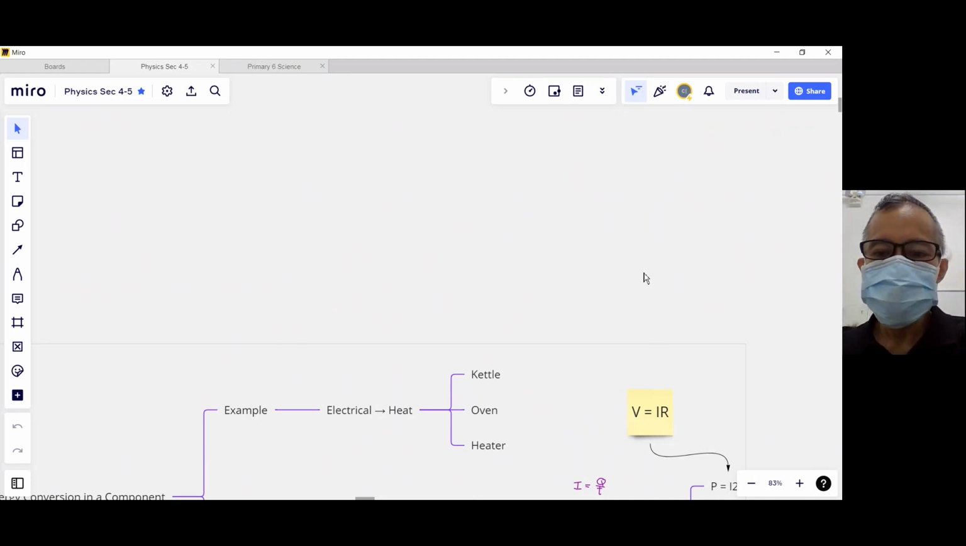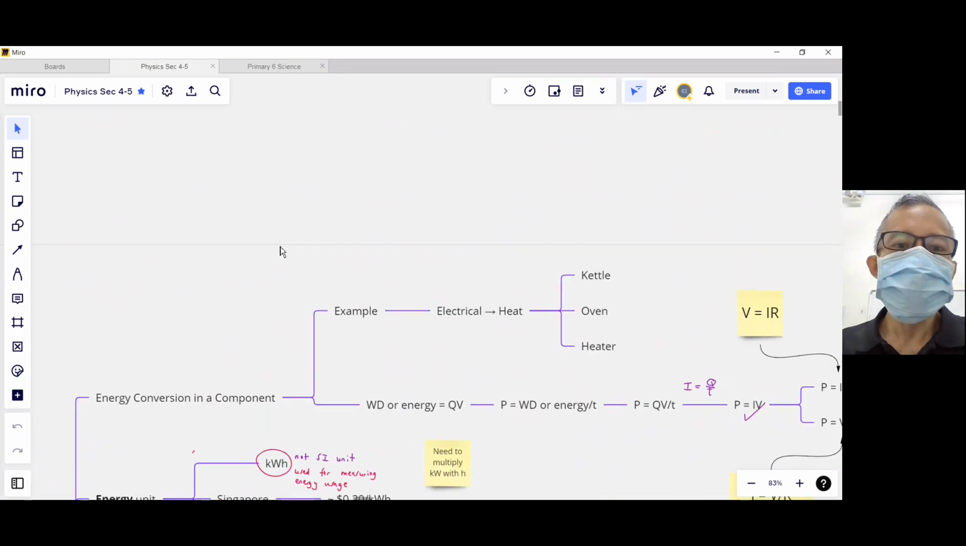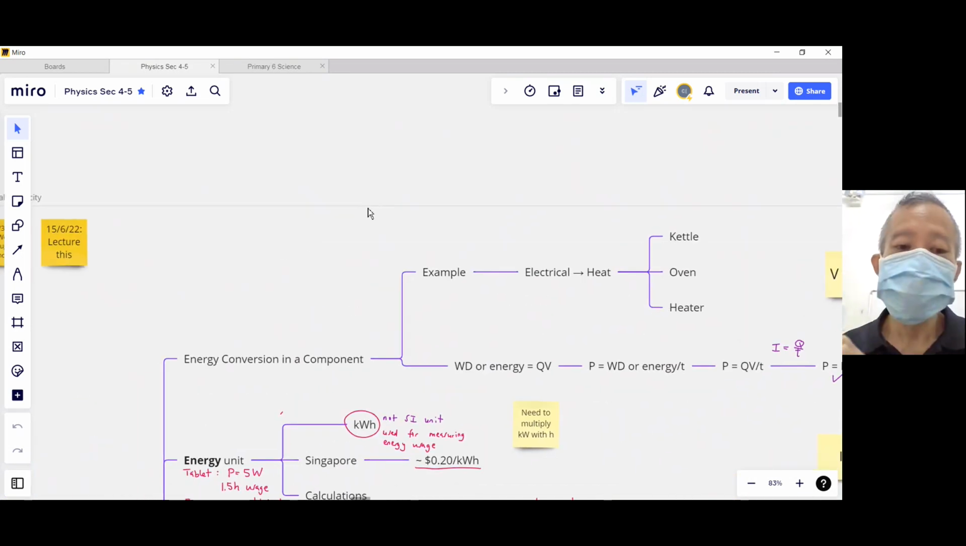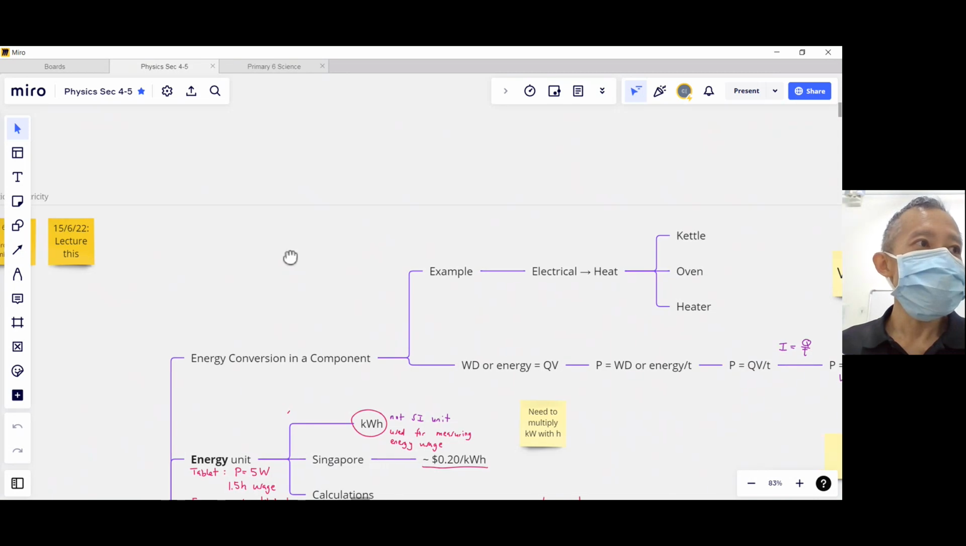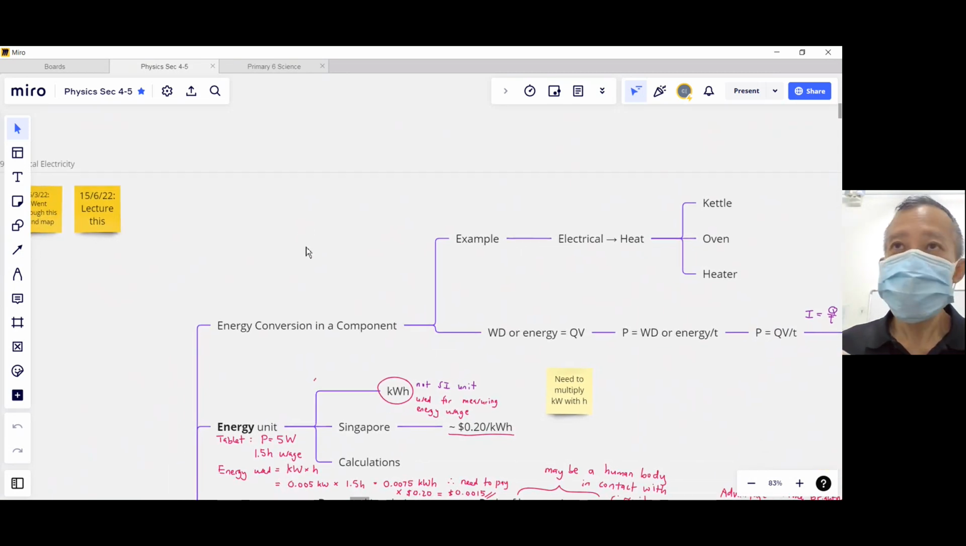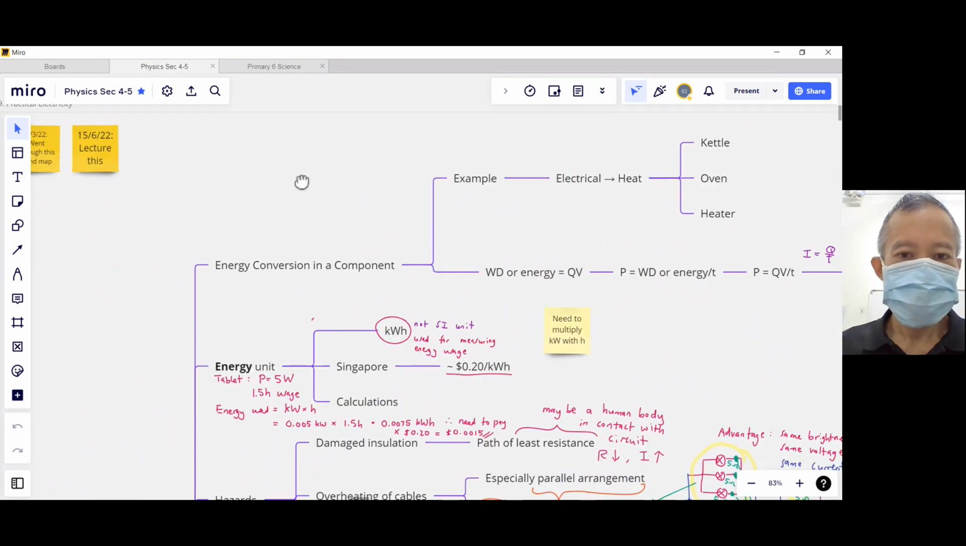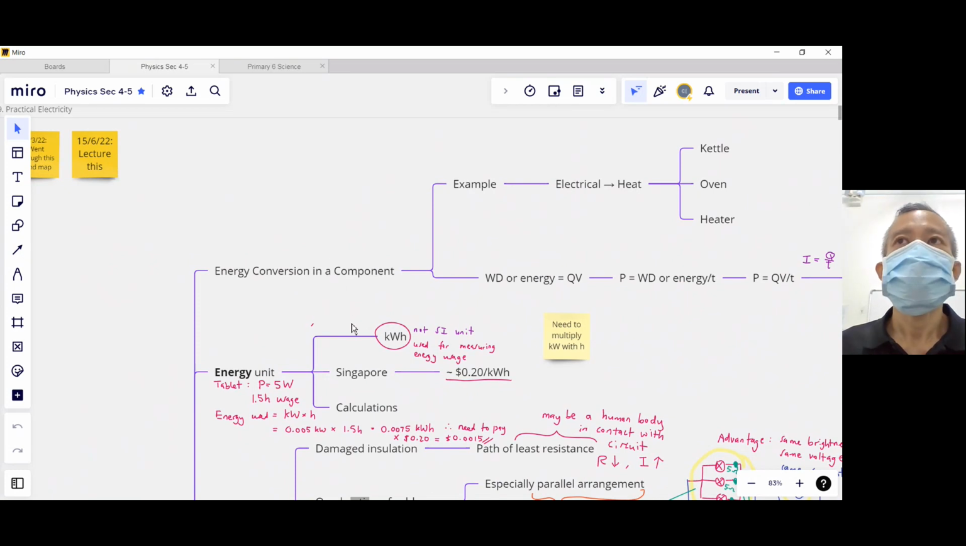Okay, let's start first. Now, this will be the last part for electricity, basically on practical electricity. Right, yeah, guys, take out your notebooks. Quick revision since there was no lesson last week.